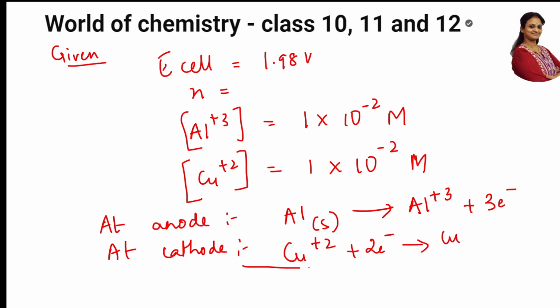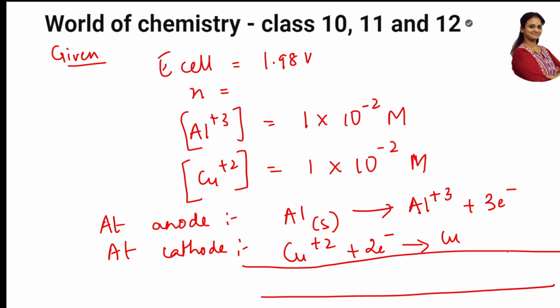But the problem here is electrons are not balanced. Here you have 3 electrons, here you have 2 electrons, so I need to balance both of them. So here you multiply with 2, here you multiply with 3. Why should I do that? Because I can cancel the number of electrons. Once you multiply, you multiply every atom. First, aluminium multiplied by 2 is 2Al. Copper multiplied by 3 is 3Cu. This side electrons and this side electrons get cancelled.